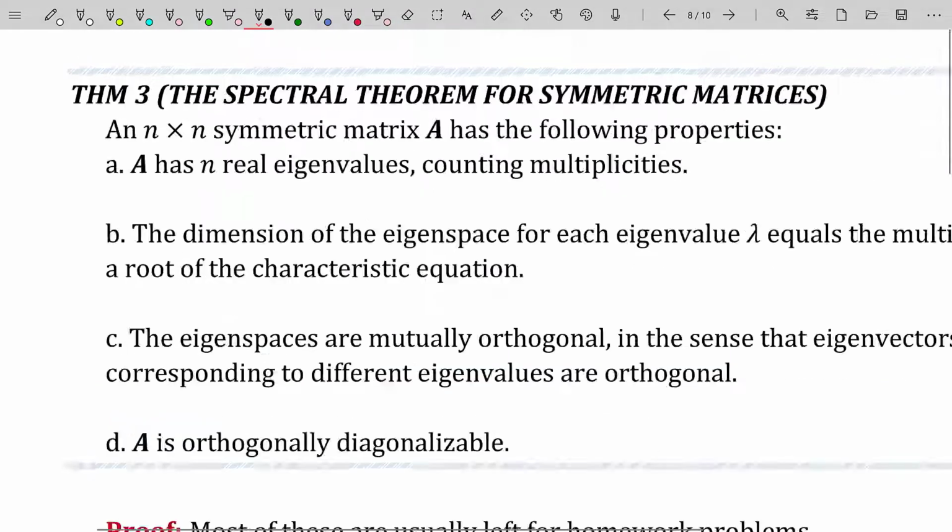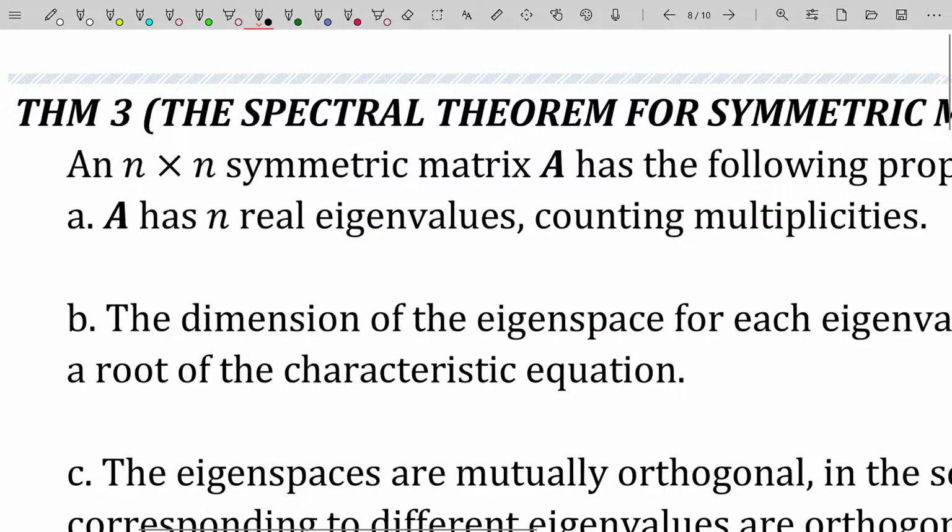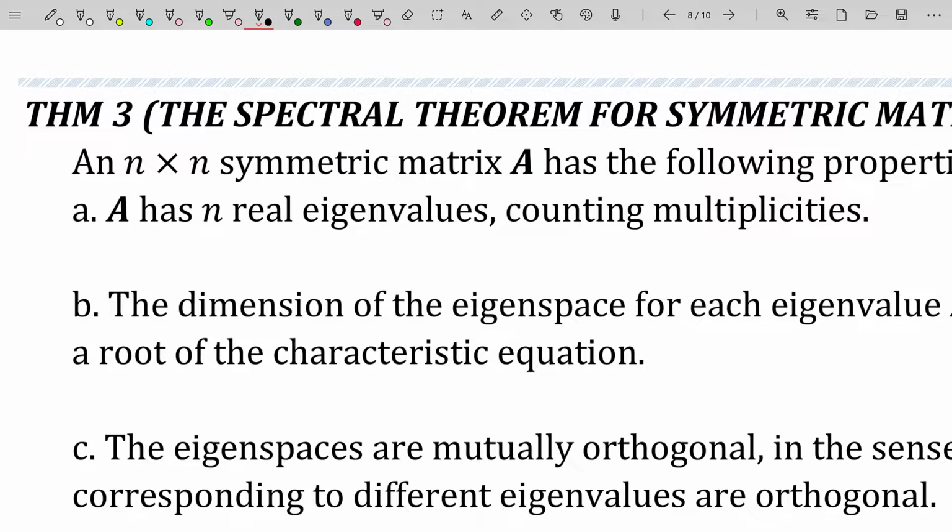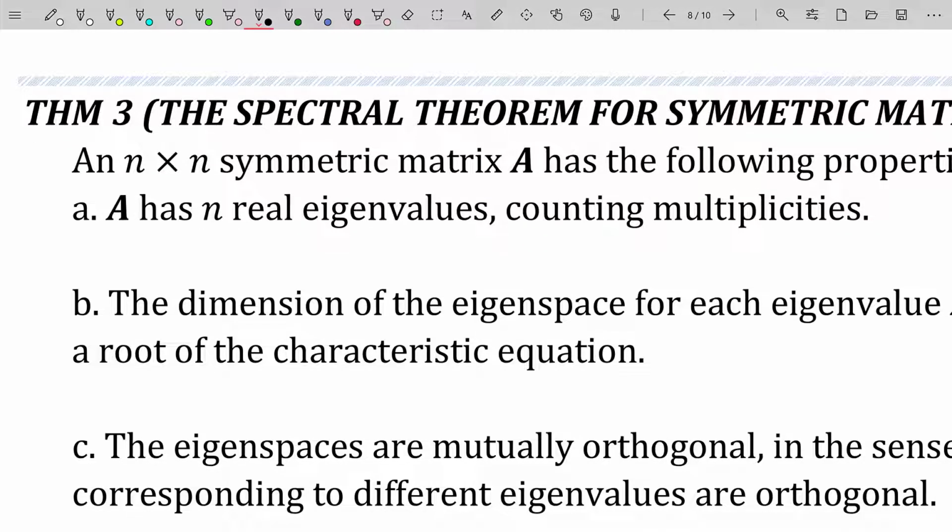So if you have a symmetric matrix, well, it has n real eigenvalues counting multiplicities, as long as it's an n by n matrix. So in my example where I said 1, 2, and 10 were eigenvalues, where 10 was an eigenvalue with multiplicity 5, A would be considered to have 7 eigenvalues, because it has 1, 2, and then 10 with multiplicity 5 on it. So therefore we have 7 eigenvalues altogether.